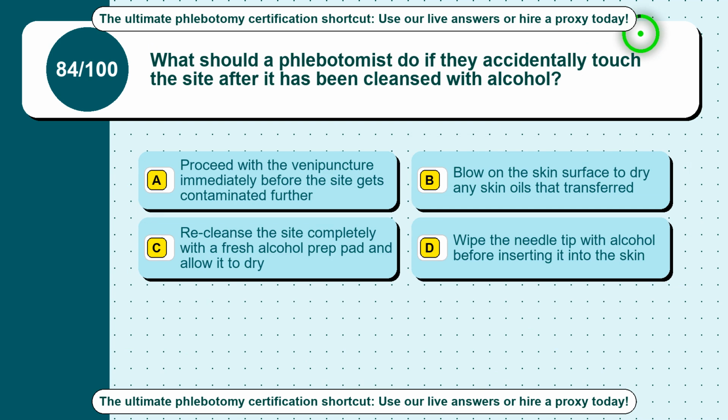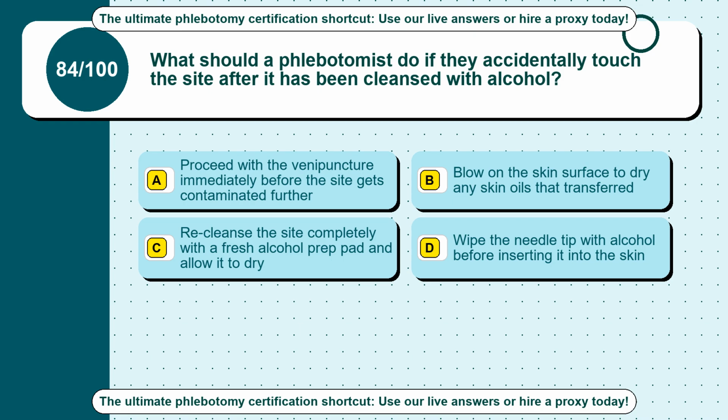Question 84. What should a phlebotomist do if they accidentally touch the site after it has been cleansed with alcohol? Option A, proceed with the venipuncture immediately before the site gets contaminated further. Option B, blow on the skin surface to dry any skin oils that transferred. Option C, re-cleanse the site completely with a fresh alcohol prep pad and allow it to dry. Option D, wipe the needle tip with alcohol before inserting it into the skin.